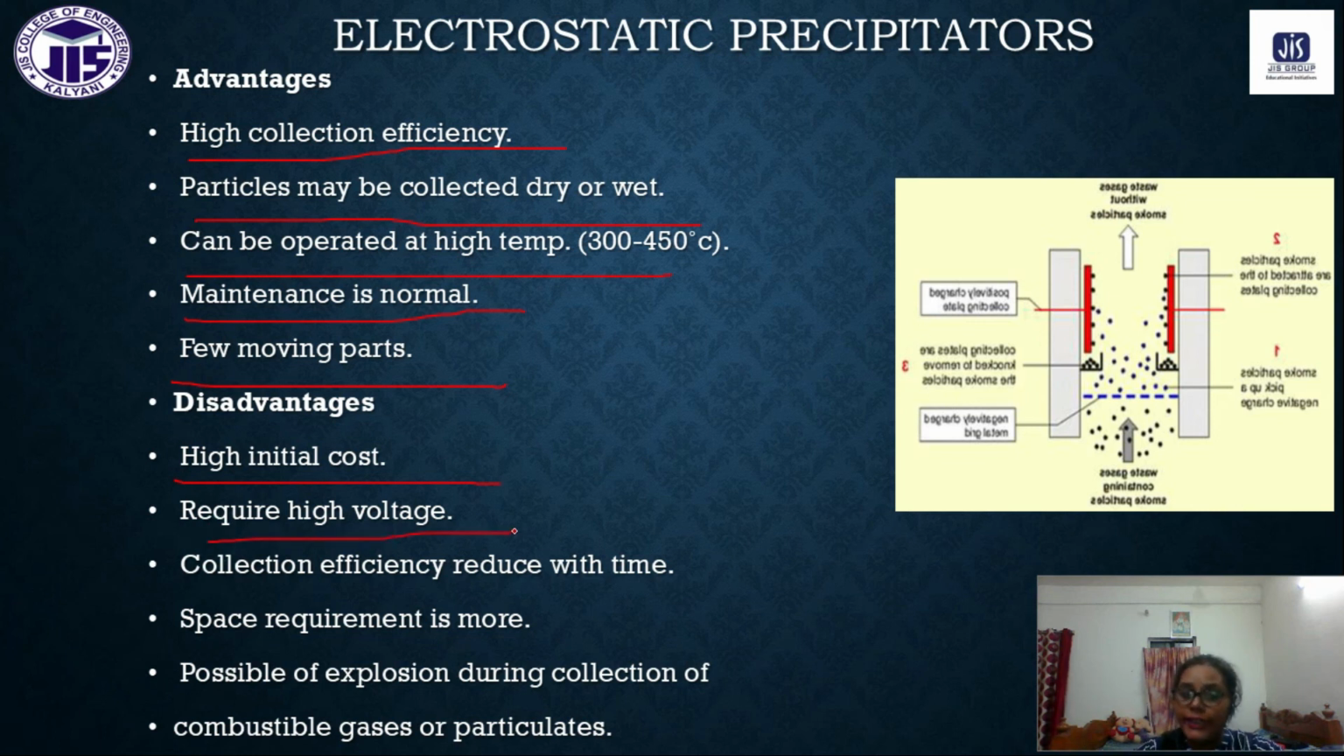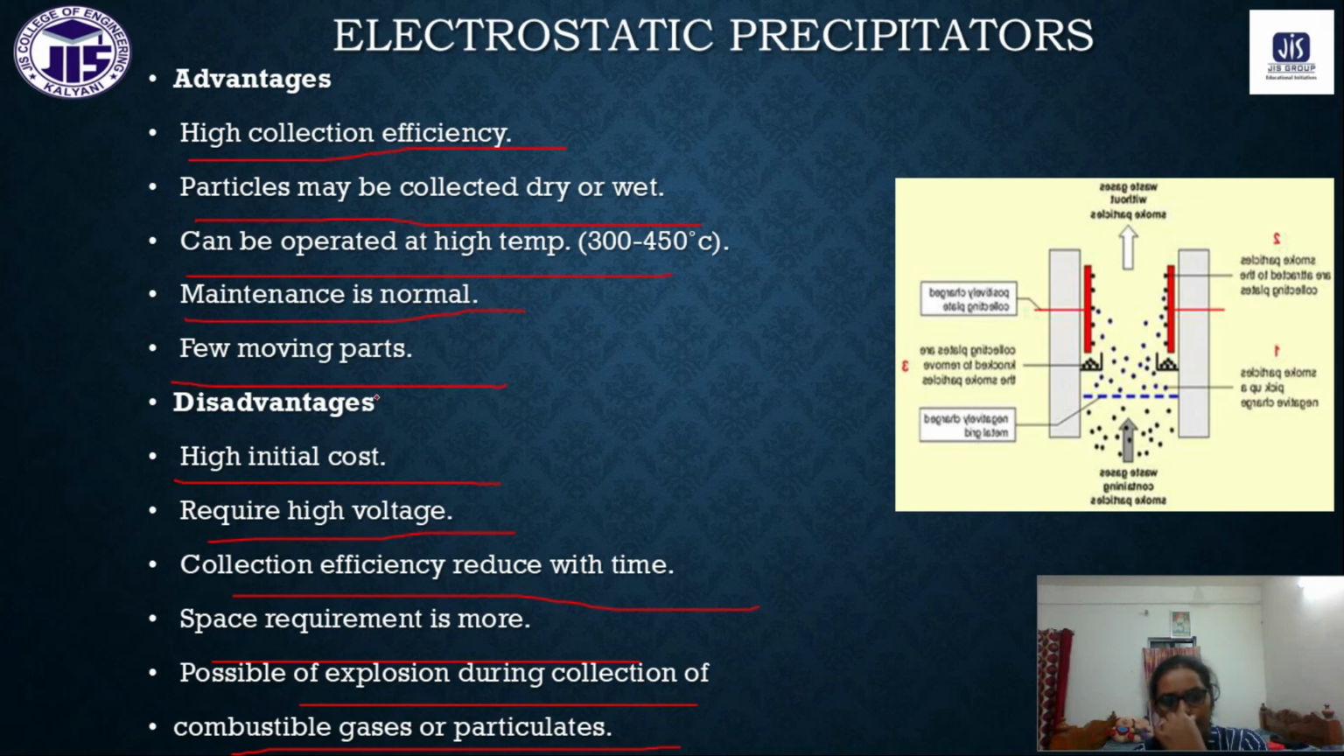It requires high voltage, collection efficiency reduces with time, space requirement is more, and there is a possibility of explosion during the collection of combustible gases or particulates. So if we have combustible gases or particulates, in that case we cannot use this electrostatic precipitator equipment, as there will be a chance of explosion.